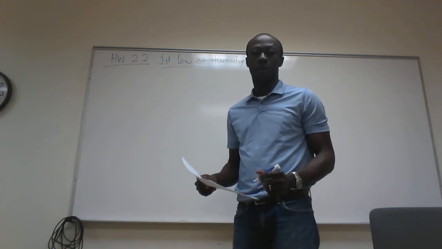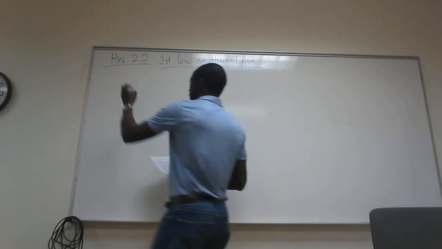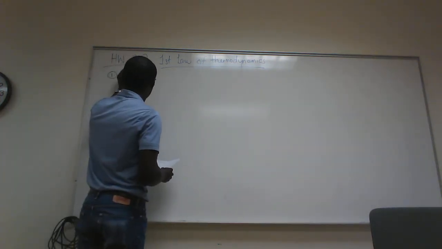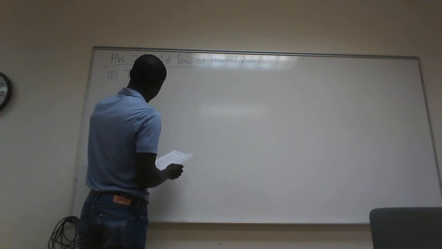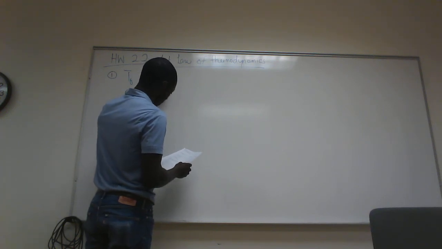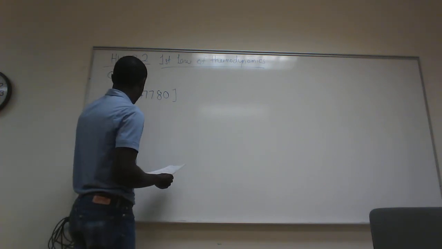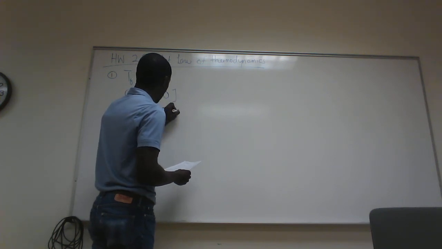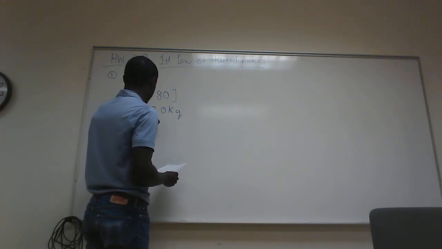Tutorial for homework number 22 on the first law of thermodynamics. For problem 1, we have to find the final temperature, if the heat energy put into the system is 7780 joules, if the mass of the water is 3 kilograms and the initial temperature T initial is 10 degrees centigrade.